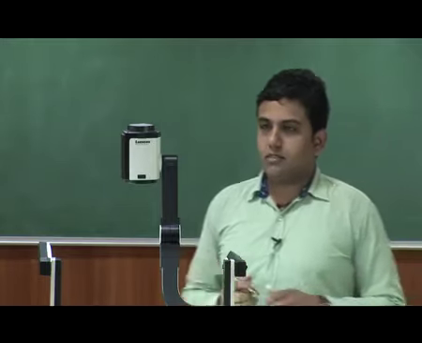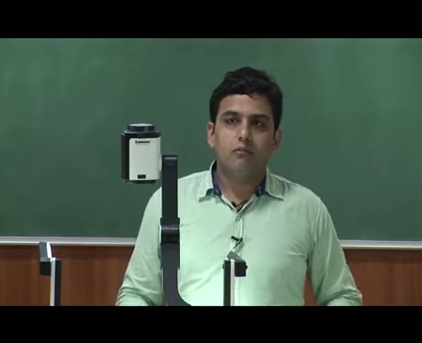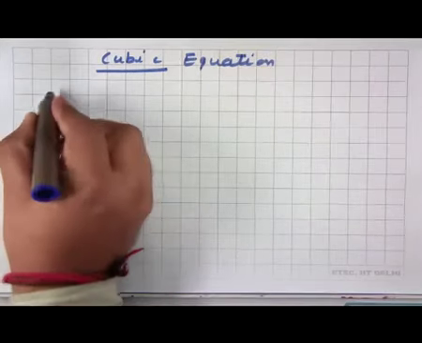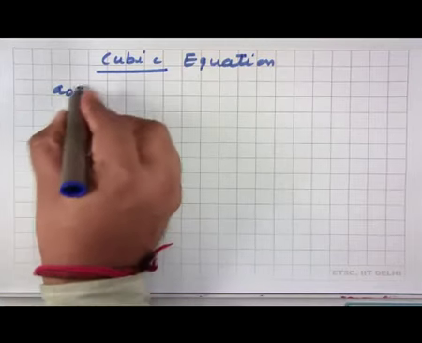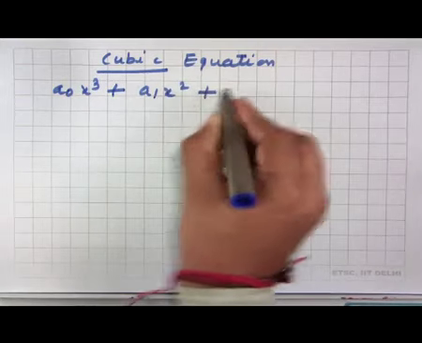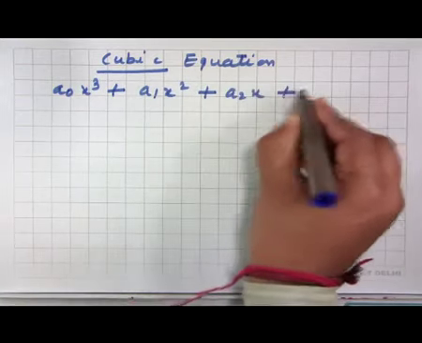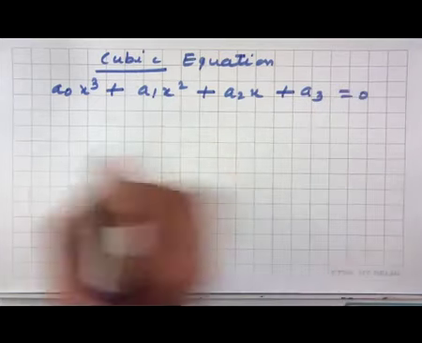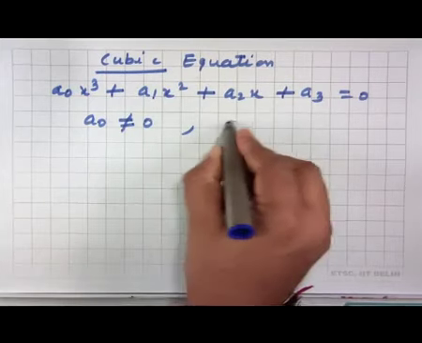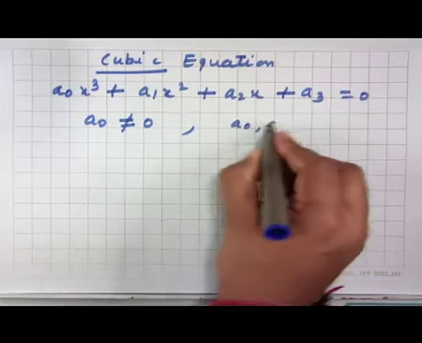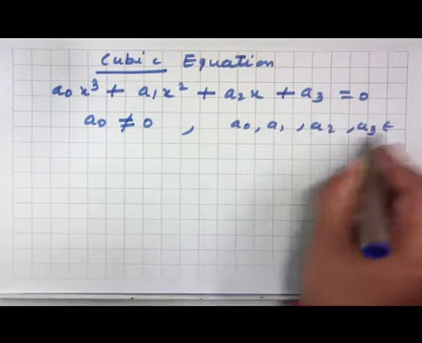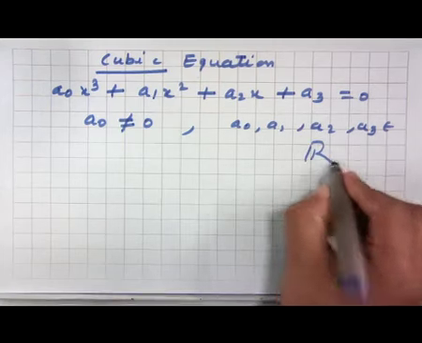Now we have discussed quadratic equations. Now we shall start cubic equations. A cubic equation is in the form of a naught x cube plus a1 x square plus a2 x plus a3 equal 0, where a naught is not equal to 0 and a naught, a1, a2, a3 belong to real numbers.